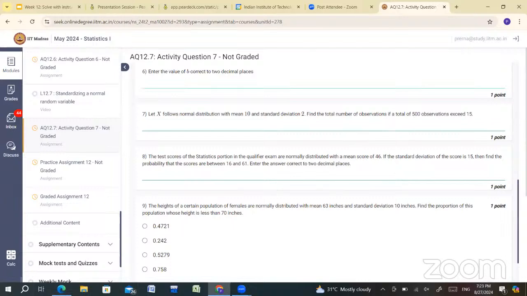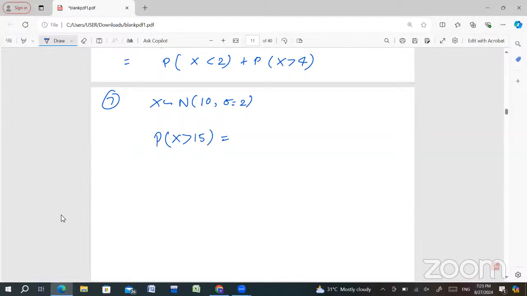So you can write this as the probability that 500 observations are exceeding 15. So this probability will be 500 divided by the total number of observations, right? The total number of observations will be n. Now you can solve it.